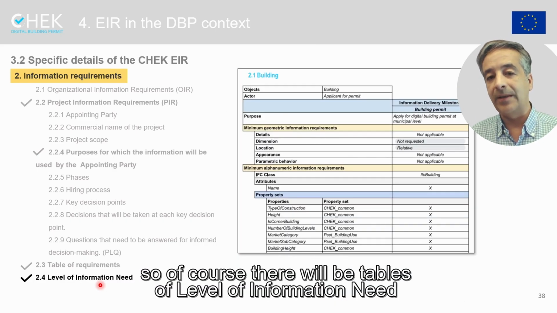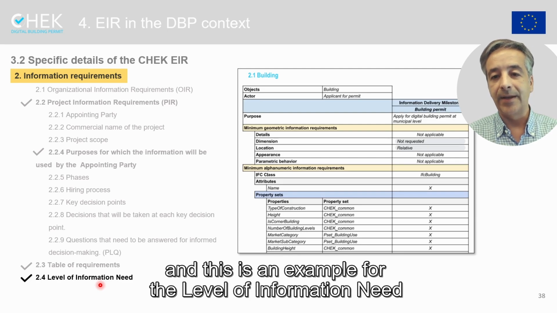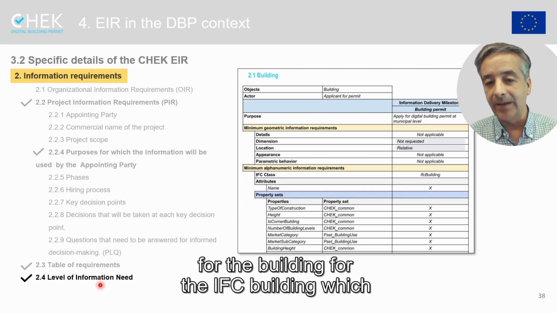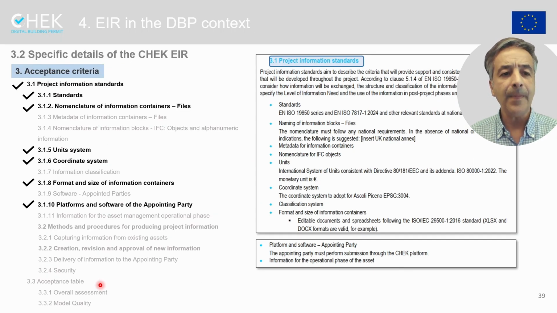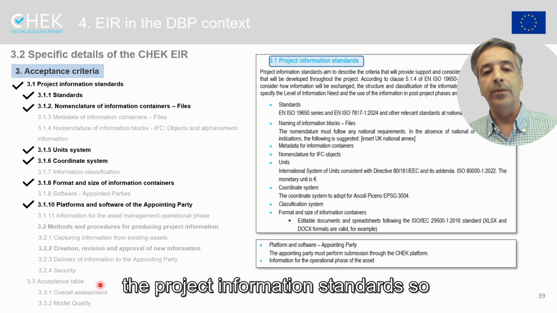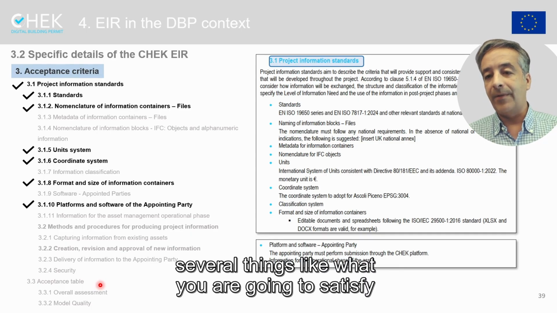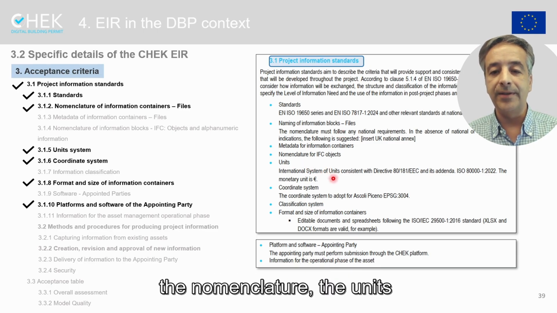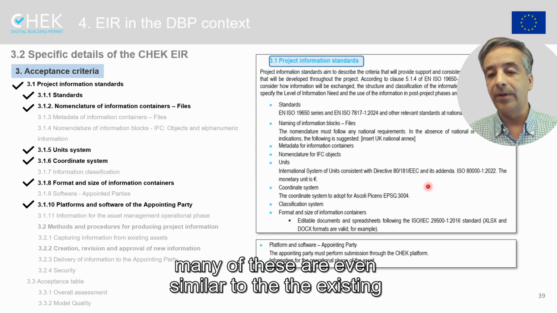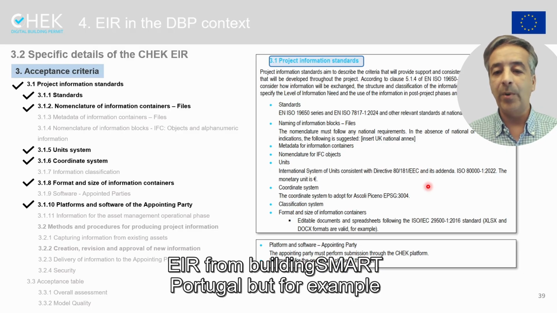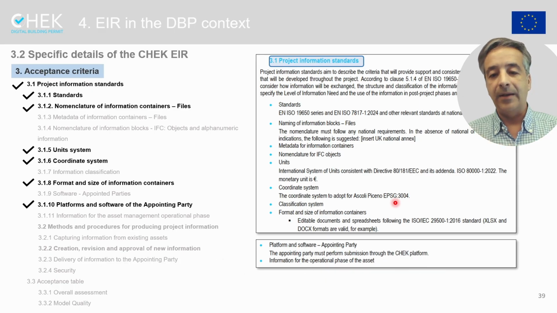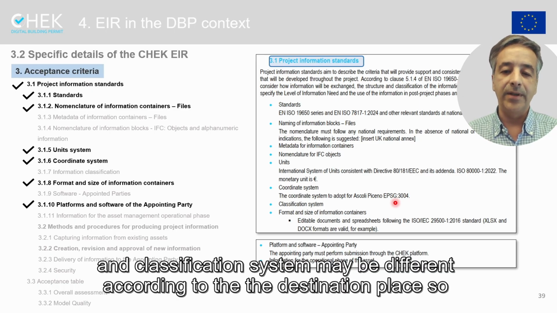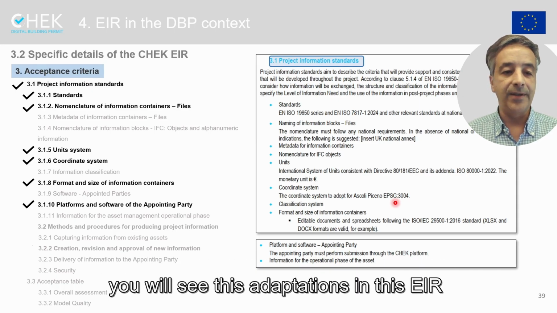So of course, there will be tables of level of information need, and this is an example for the level of information need for the building, for the IFC building, which is the great entity that will tell you what the building is about. And then on the acceptance criteria, the project information standards. So several things like what you are going to satisfy, the nomenclature, the units, many of these are even similar to the existing EIR from Building Smart Portugal. But for example, the coordinate system will be different because it relates to a different place, and the classification system may be different according to the destination place.